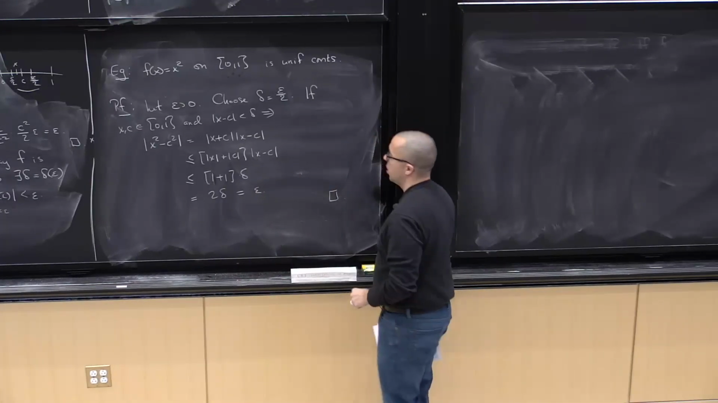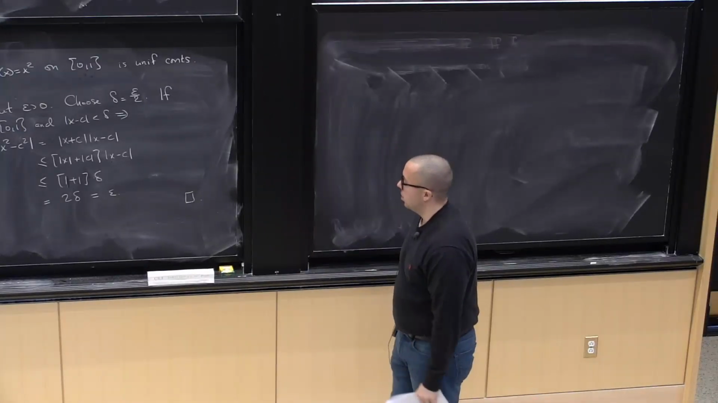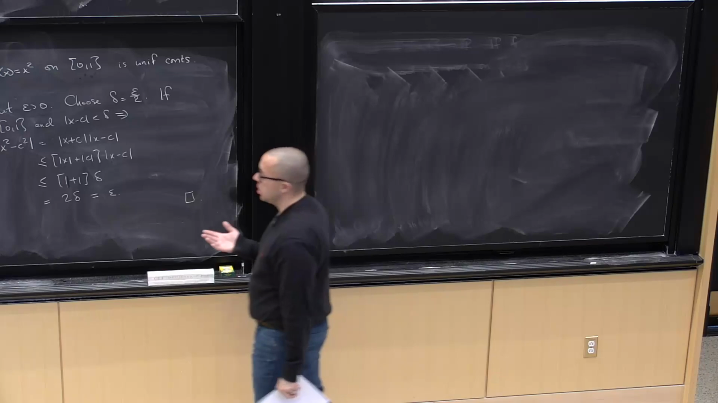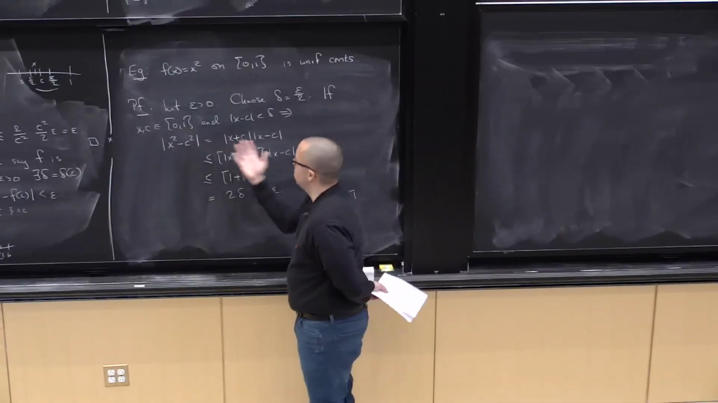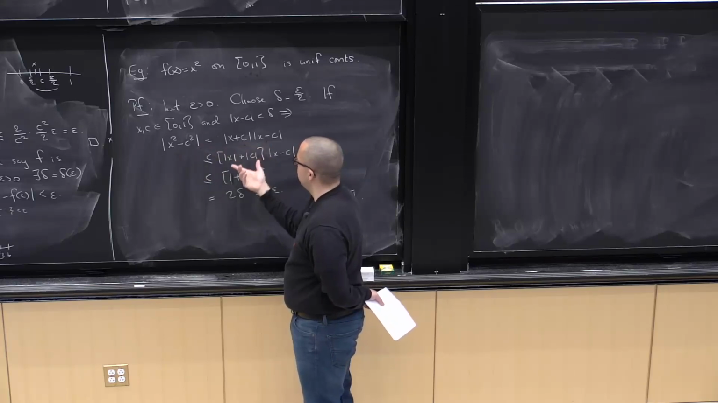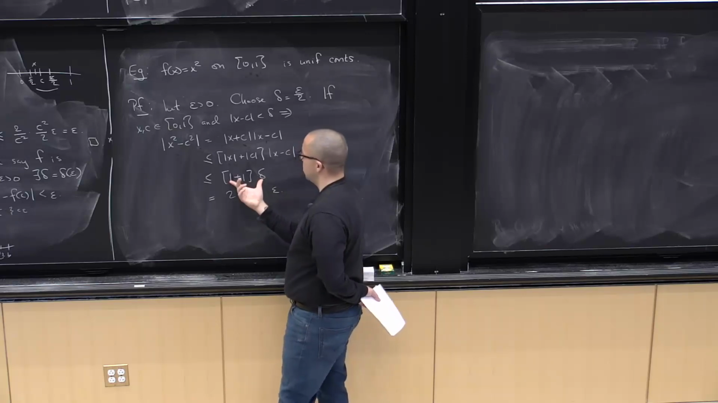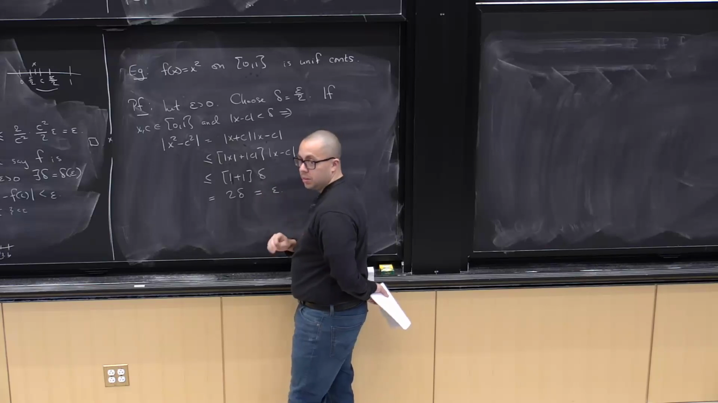All right? Now again, how would you choose delta? So it looks like I just chose this delta out of nowhere. In practice, how do you choose delta? This is the computation you do. You take x squared minus c squared, split it. You can estimate with what you know above by 2 times delta. So how do you choose delta so that 2 times delta is, let's say, equal to epsilon? You choose delta to be epsilon over 2. Okay?